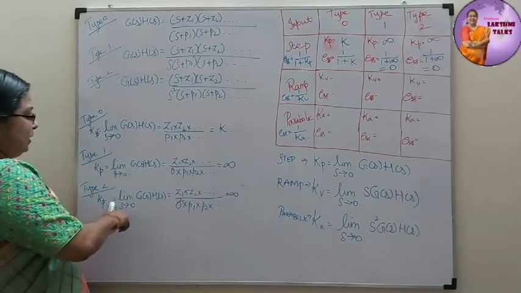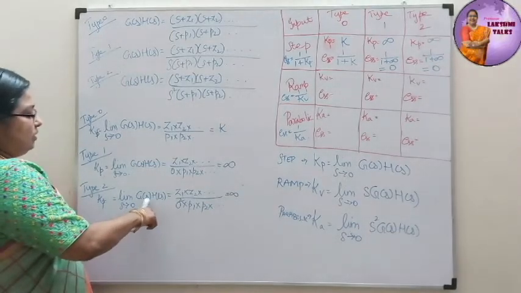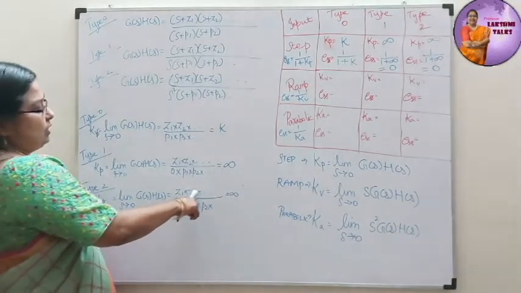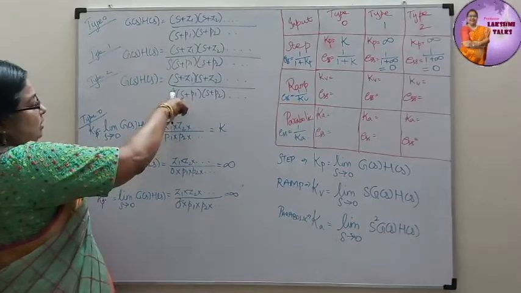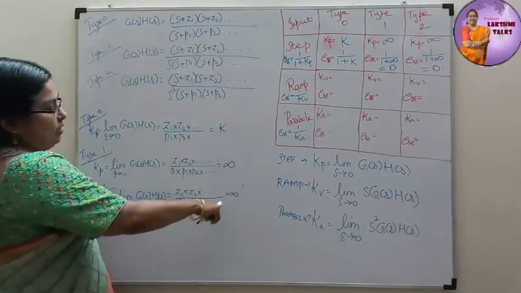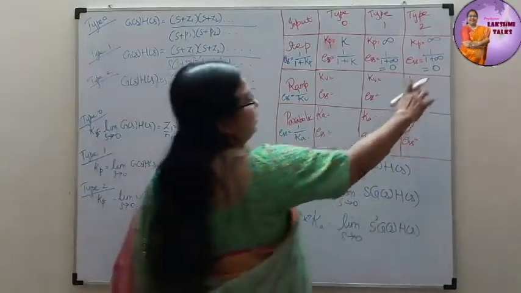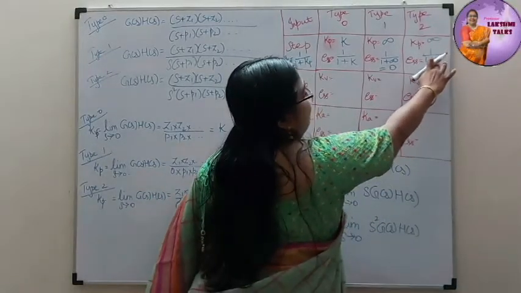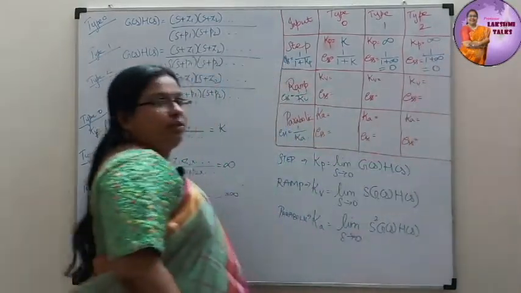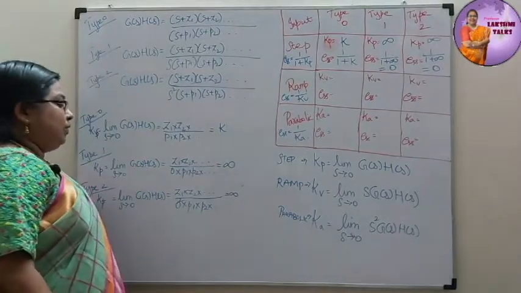Type 2 Kp is nothing but limit s tends to 0, G(s)H(s). So Z1 into Z2 into so on divided by 0 square P1 into P2. So that is infinity. Okay. So Kp is infinity and the steady state error is 1 by 1 plus infinity, which is nothing but 0.